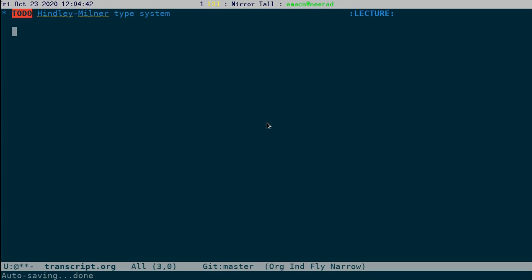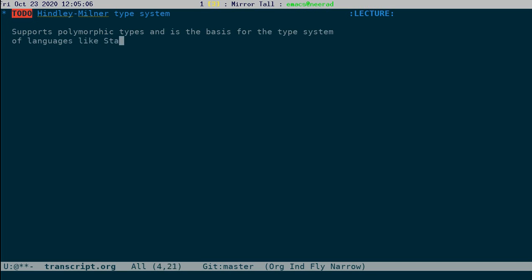The next type system that we look at is the Hindley Milner type system. It's a type system that supports polymorphic types, and is the basis for the type system of languages like standard ML.